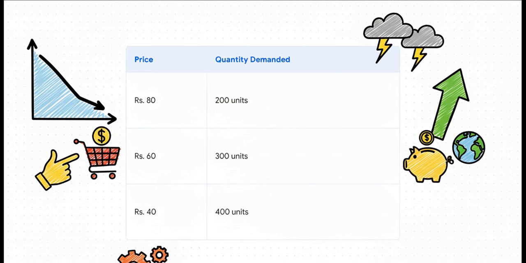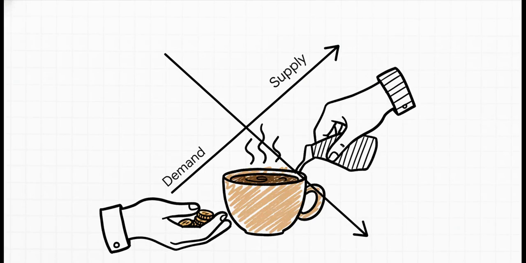Simple, right? So you've got people like us wanting our coffee. That's demand. And you've got the cafes ready to sell it. That's supply. When those two forces meet, right at that point where the amount we want to buy perfectly matches the amount they want to sell, well, that's called equilibrium. That is the magic spot that sets the price.